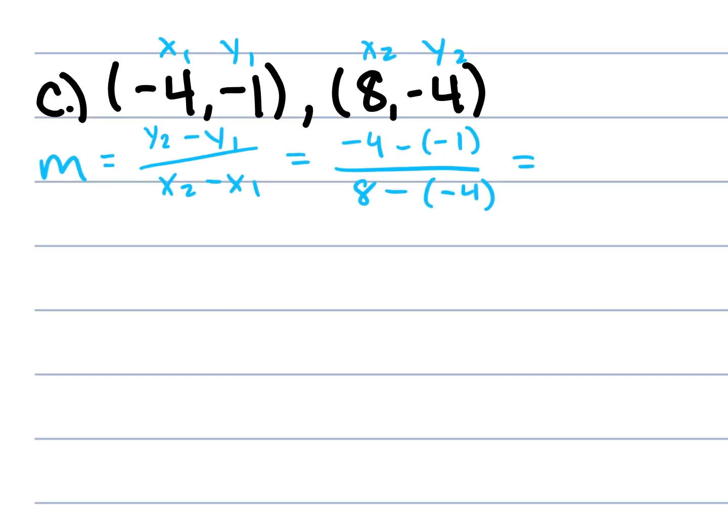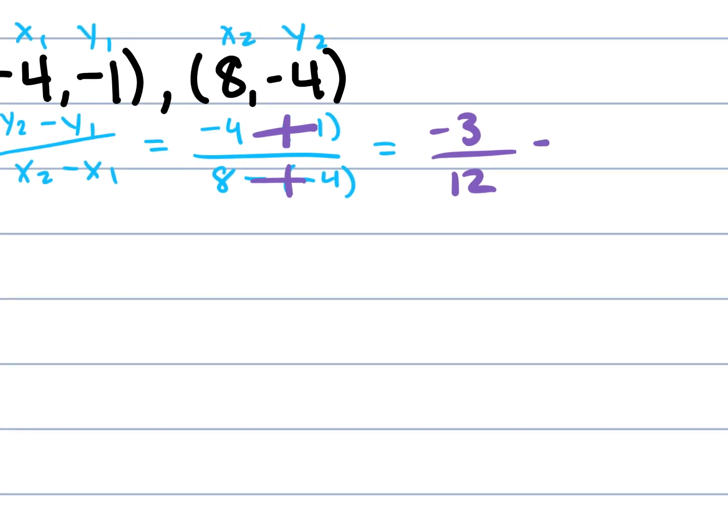So -4 minus -1 would be what? -4 plus 1, because minus a negative turns into a plus. So what's -4 plus 1? -3. For the bottom, what's 8 minus -4? 8 plus 4, which would be 12. Can I simplify this fraction? Yes. How? -1 over 4.